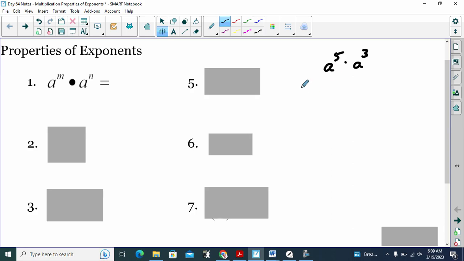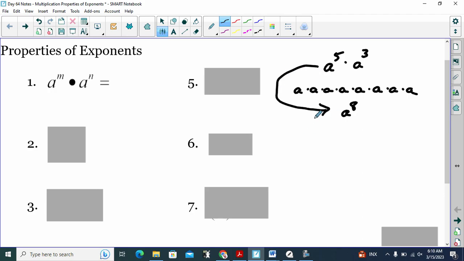A to the 5th, remember, is a times a 5 times. There's a to the 5th, and a to the 3rd would be a times a times a. I could rewrite this. I have 1, 2, 3, 4, 5, 6, 7, 8. I'm multiplying a by itself 8 times. The question is, how can I go from here to here without doing that middle step every single time? And hopefully we can recognize that I would add up these exponents. 5 plus 3 gives us 8. So a to the m times a to the n is a to the m plus n. If I multiply 2 things that have the same base, I will add their exponents.